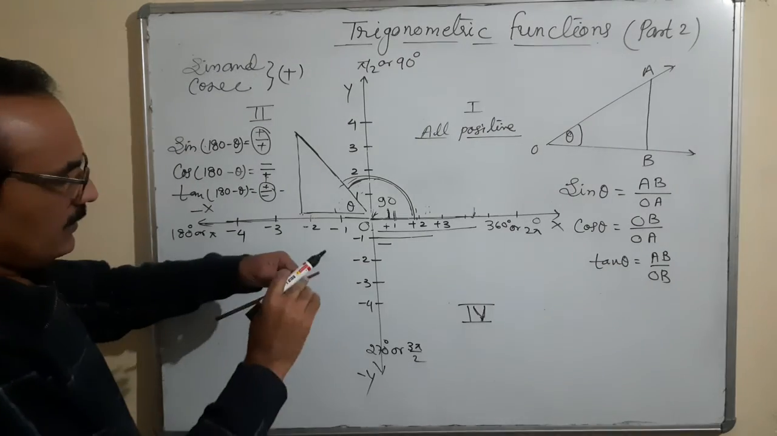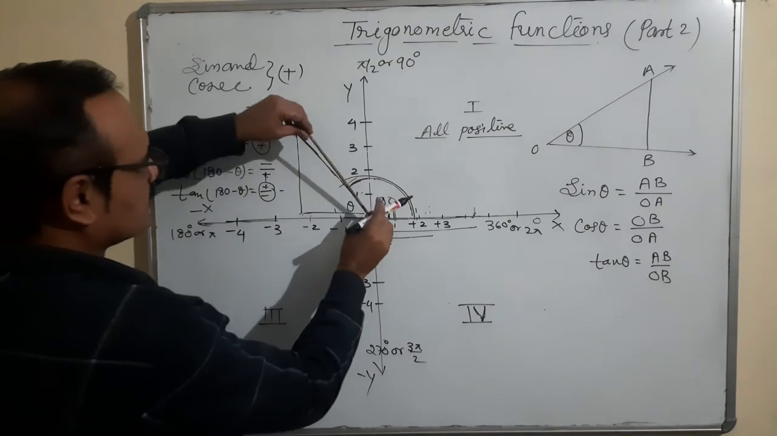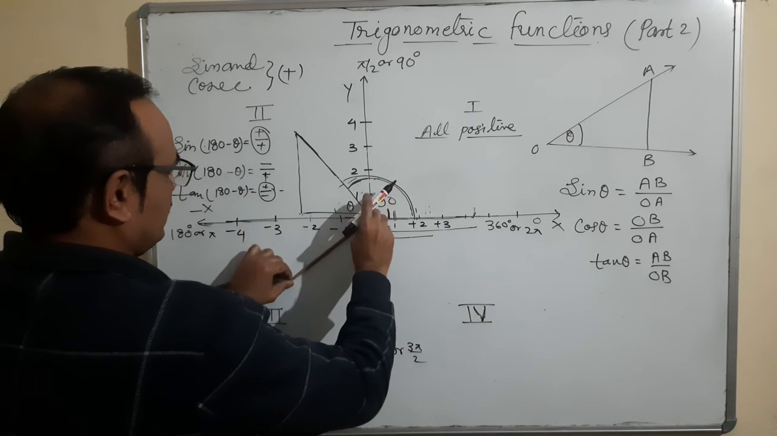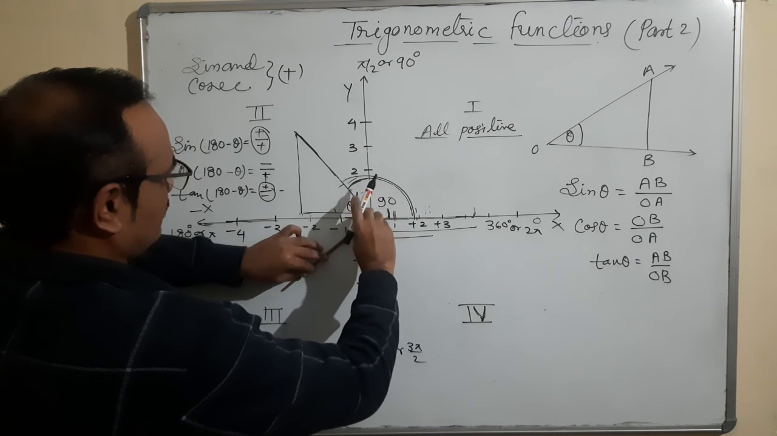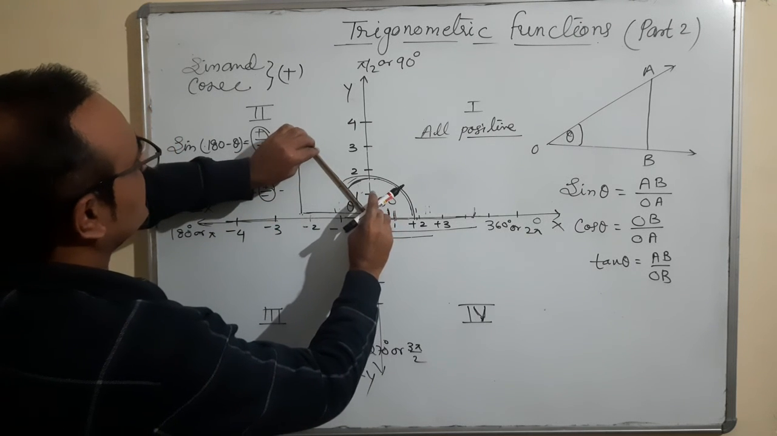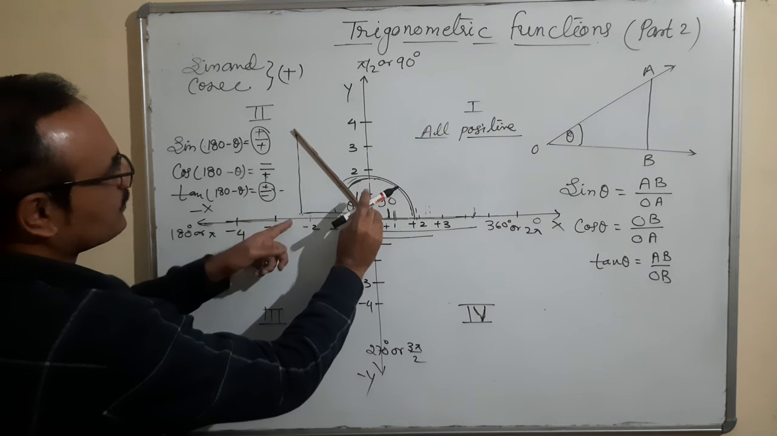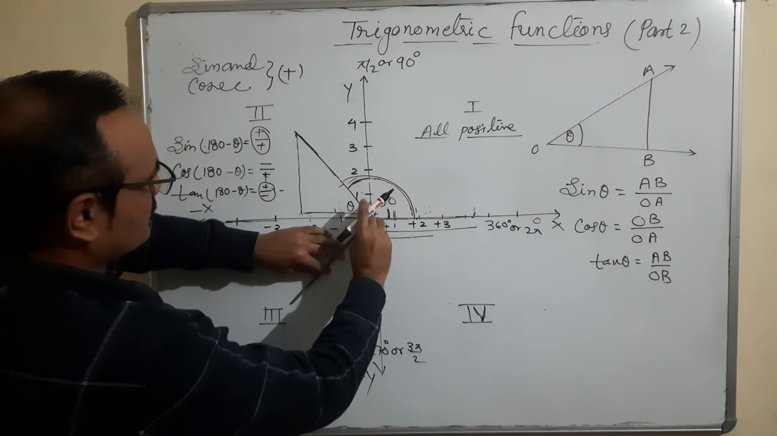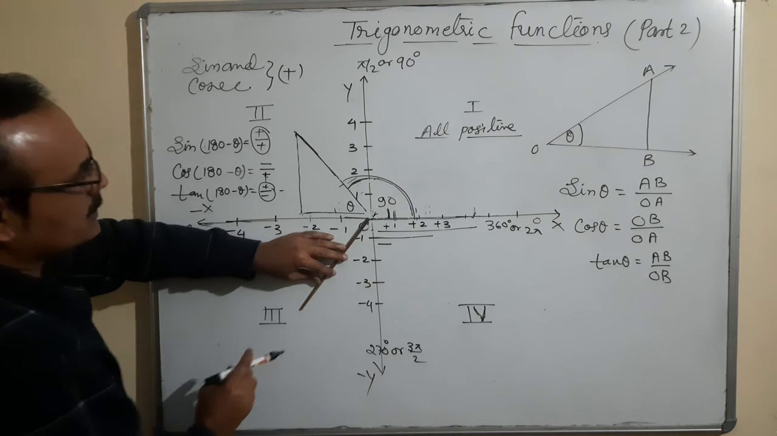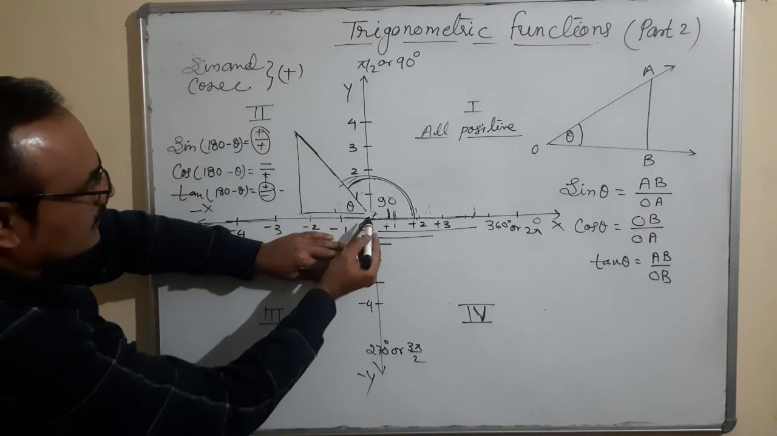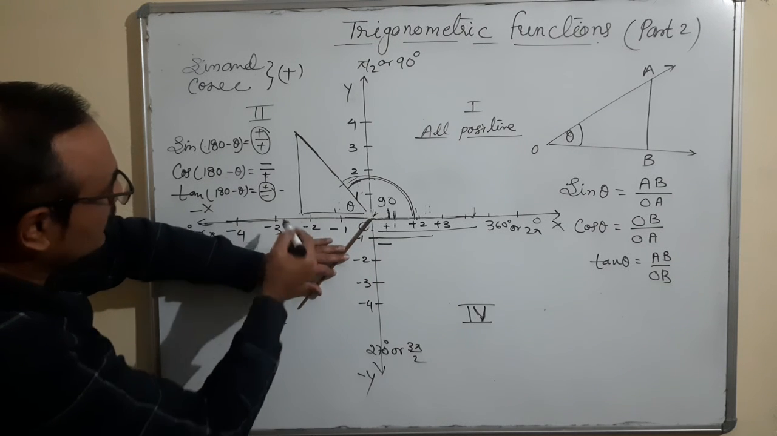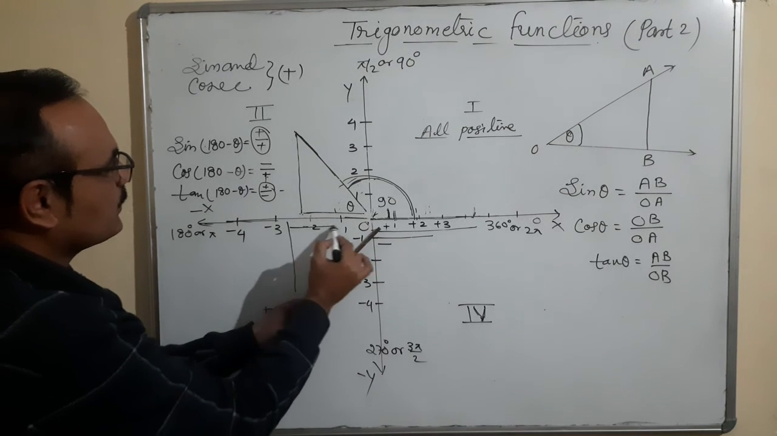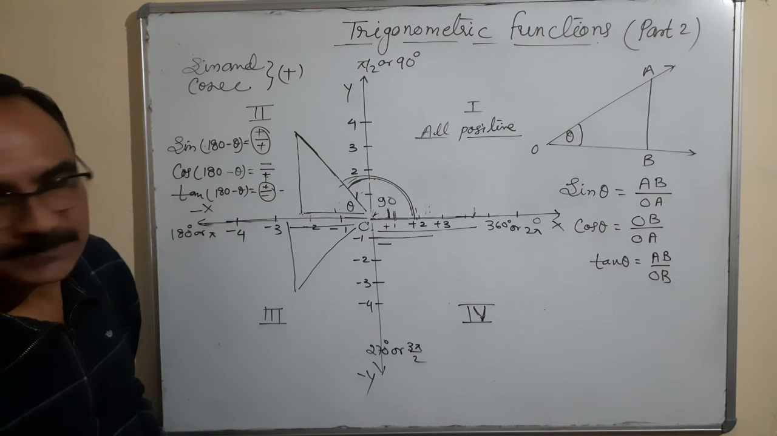Okay. Now let us see if it enters here in the third quadrant, like this here. When this ray entered here, then this is the perpendicular, this is the base. If the ray entered here in the third quadrant, then this is the perpendicular, this is the base, and that is the hypotenuse. This is the condition. Okay.